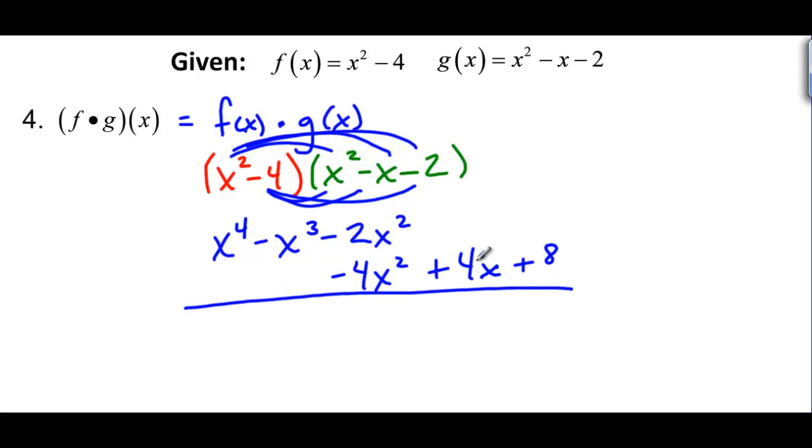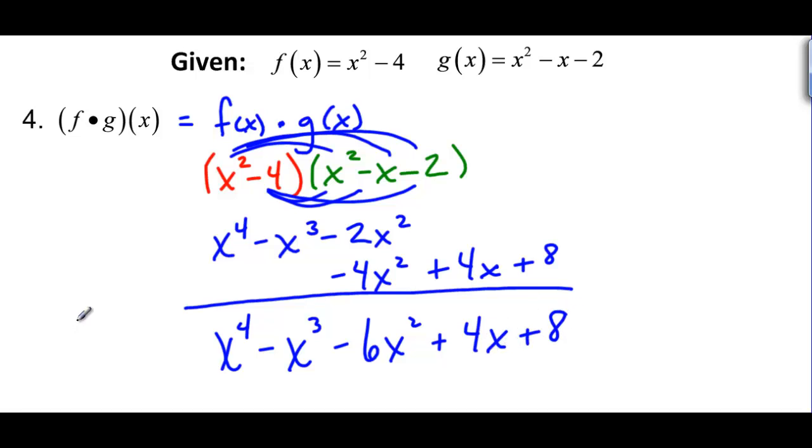Okay, if you line it up this way, it makes it a lot easier to get your final answer. I have x to the 4th power minus x cubed minus 6x squared, because we're adding, plus 4x plus 8. And again, this is what I get when I take the f function and multiply it by the g function in terms of our x.